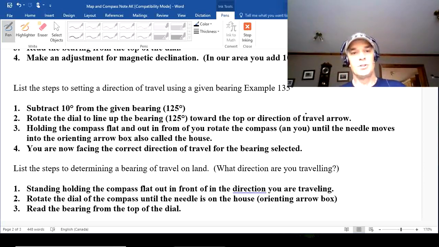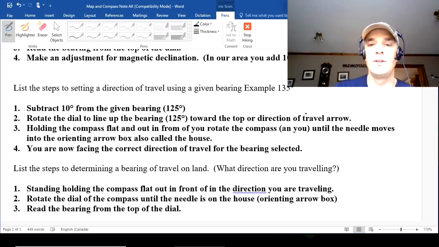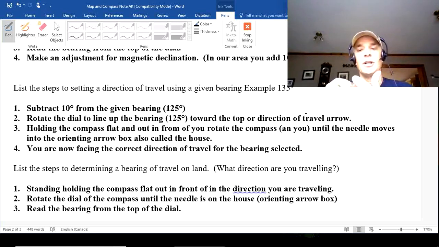Okay, so what you do is you stand holding the compass flat out in front of you in the direction you are traveling. Then you rotate the dial of the compass, okay? So if I'm going in this direction, I hold the compass out like this and I rotate the dial until the needle goes into the house. And I keep rotating. You have to trust me. I just put the needle in the house right there, okay? And now I can see what direction I am going in.